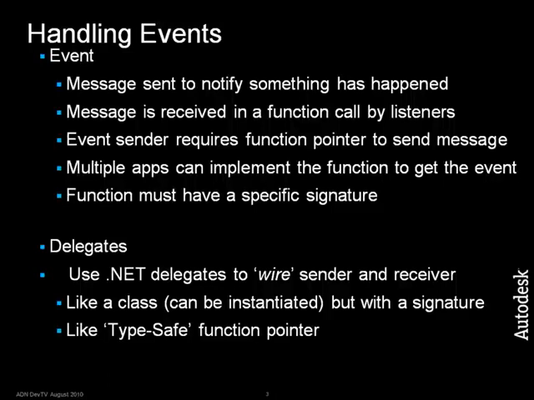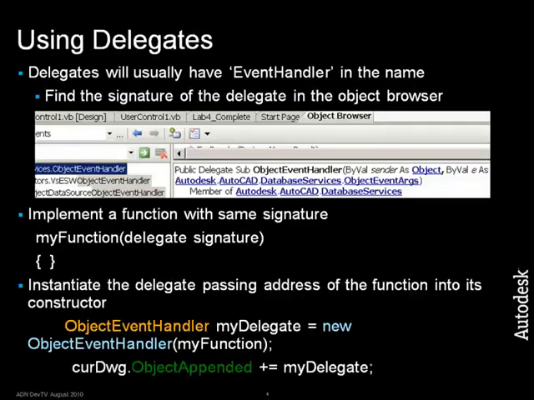We use delegates to set up this event system. Delegates are similar to a class, but they have a signature. They are like a type-safe function pointer. The delegate in the AutoCAD .NET API will usually have EventHandler in its name. The Object Browser is very useful when we need to find the signature of the delegate. Here you can see the ObjectEventHandler signature.